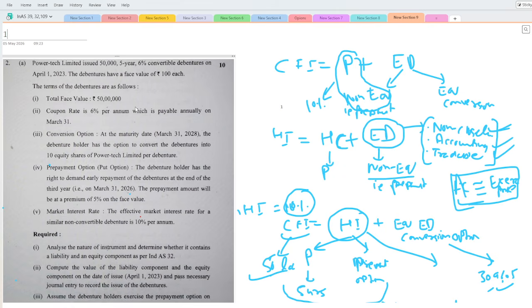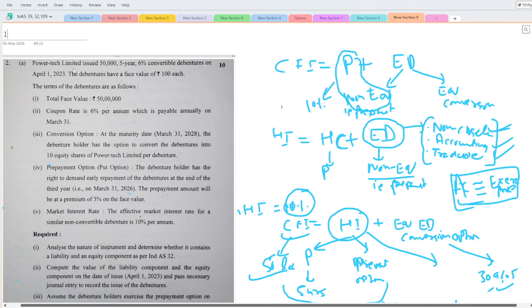And maybe in the future, if the institute tweaks this question, you should at least understand at a high level what tweak the institute has done, correct. So coming back to the question, I'm quickly reading it. This is the question of the CFI, the compounded financial instrument.